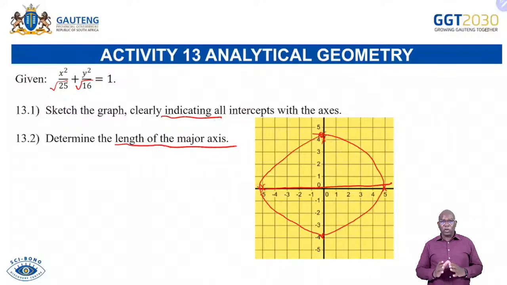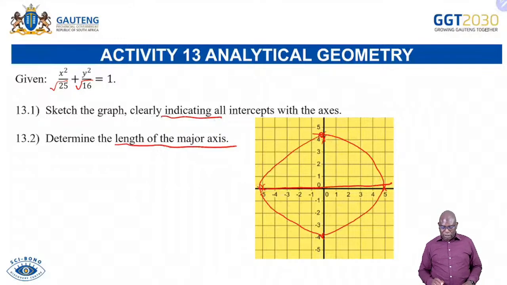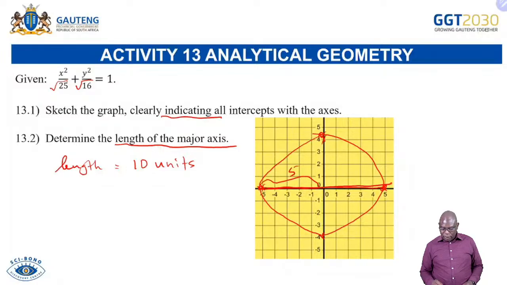If it's a horizontal one, remember, it means that the major axis will be the x in this case, which is the distance from here to there. You can't take minus 5 and add it to 5, you get 0. We're taking the length here, so the length of the major axis will be 10 units, because it's a distance of 5 and a distance of 5, so there will be 10 units.